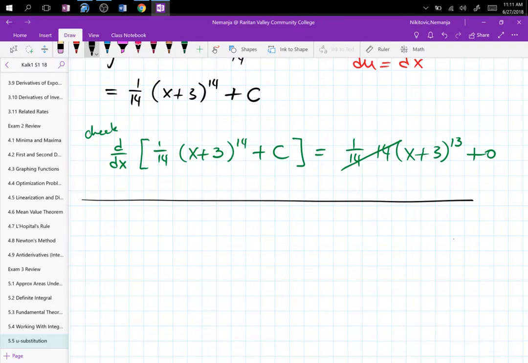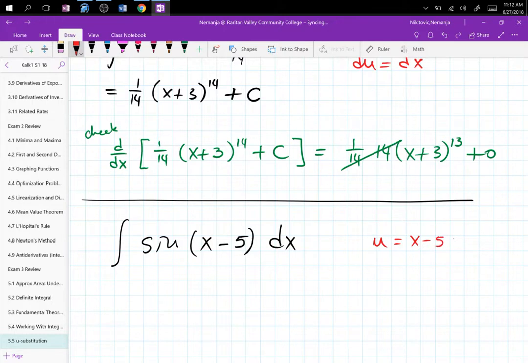Let's take another example. How about the integral of sine of x minus 5 dx? So this is another example. And you say, well, okay, if this x minus 5 was just one thing, I know how to integrate sine of the one thing. You know how to integrate sine x. So we can immediately say, let u be x minus 5. And that should be obvious, actually, because it makes the problem sine u, and you know how to integrate sine u. du is again equal to dx.